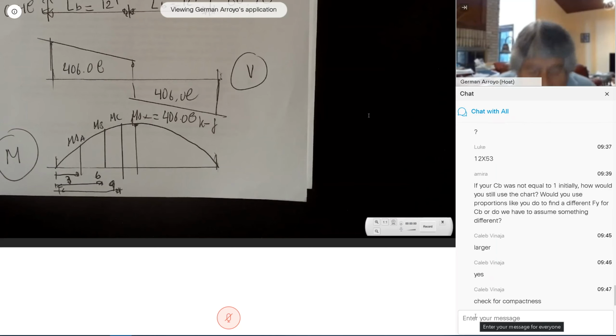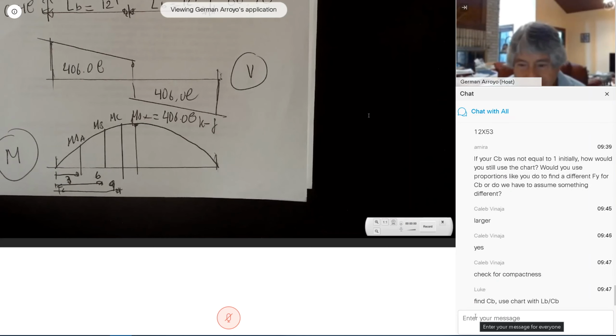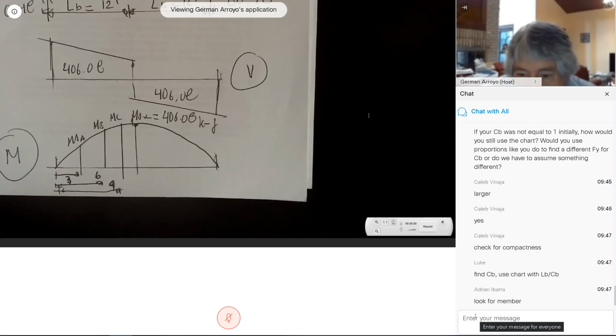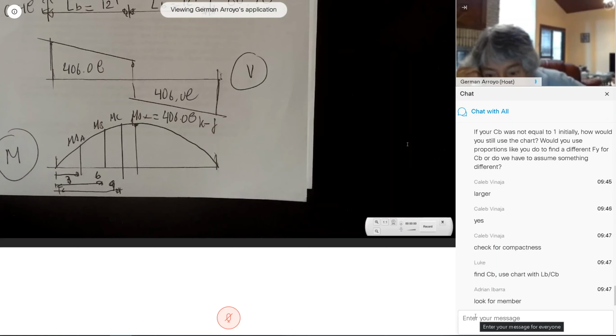Check for compactness. Okay? All right. Okay. First. Okay, stop. Hey, Caleb, check for compactness. Right? And I want you to answer yourself. When we check for compactness, what do we do? What do we need to compute and compare with what?